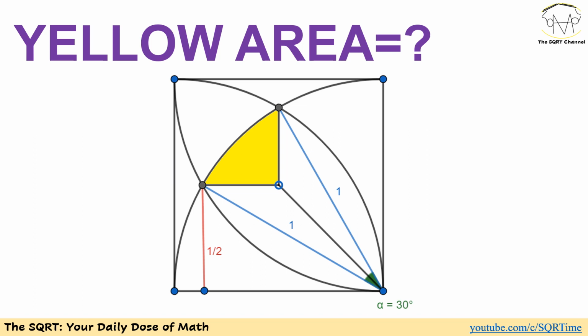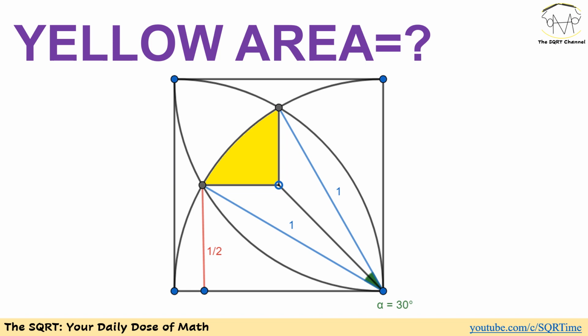In this video, we are going to talk about a problem in geometry. In this geometry problem, we are going to find the yellow area that we have here. The thing that we know is we have one square and we have 3/4 circles here.